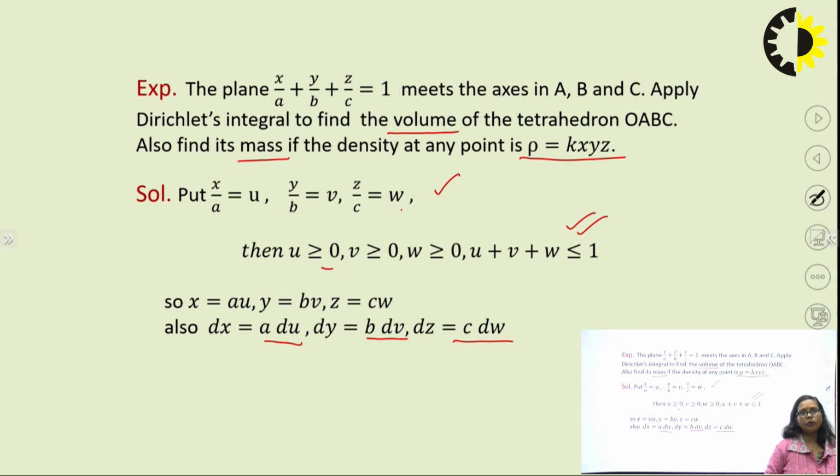So the first step to solve questions by the Dirichlet integral is that whichever plane or figure you are provided, first you convert this into some linear values by putting the first value as u, the second one as v, the third one as w, getting the value of x, y, z in terms of u, v, w, and then taking the differential, I write down the values dx, dy, dz in terms of du, dv, dw. So now we start finding the volume for this given tetrahedron.